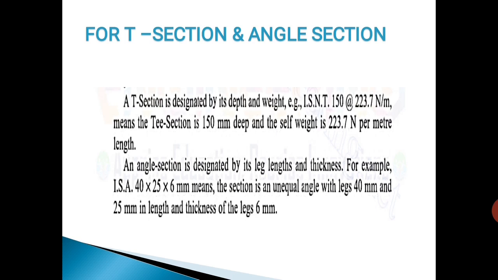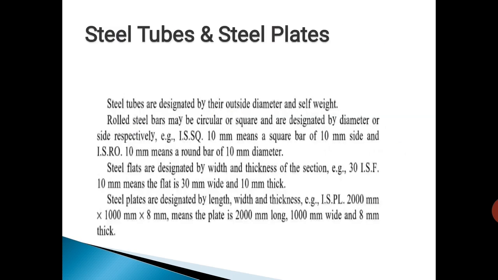An angle section is designated by its leg length and thickness. For example, Indian Standard angle section 40 by 25 by 6 mm means the section is an unequal angle, because the leg lengths are different, with legs of 40 mm and 25 mm and thickness of 6 mm.